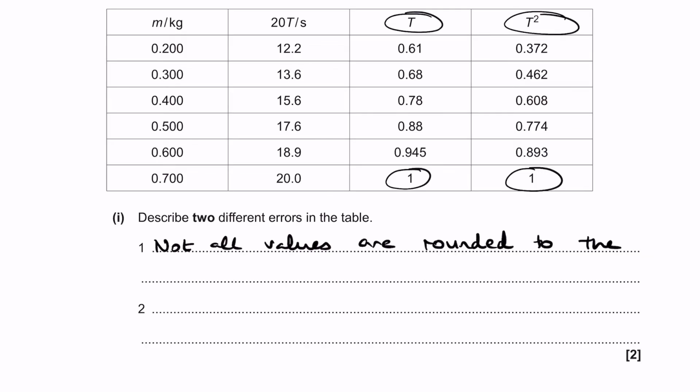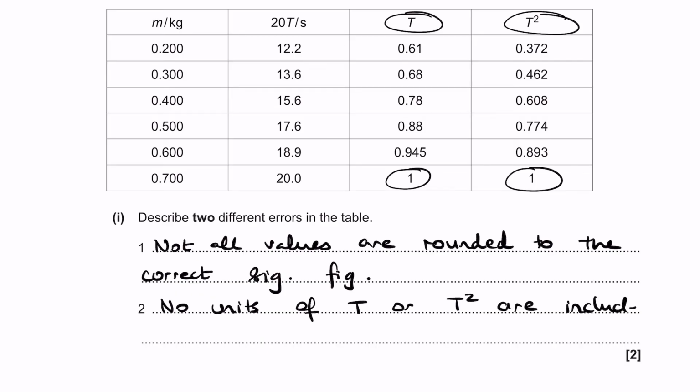Okay, so that's number one. And number two is that they haven't recorded the units of t or t squared in the table. So that's also going to be my second point.